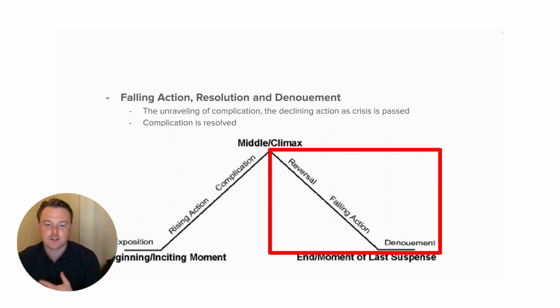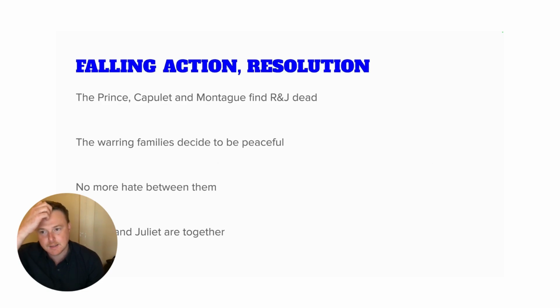Romeo and Juliet are together in death, but that's all that they really wanted, was to be together. They finally find their way to do that. Then you have some kind of resolution of the conflict, which is Romeo and Juliet couldn't be together because of the family's conflict. Again, we see it right there.